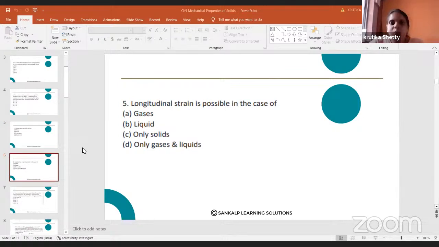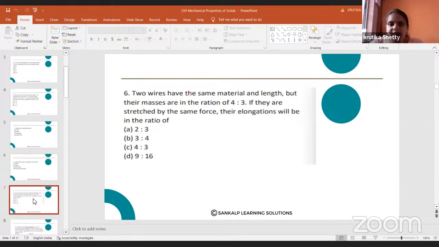Two wires have the same material and length. So material is same, Young's modulus same. Length is also same, but their masses are in the ratio of 4:3. If they are stretched by the same force, their elongation ratio will be. Elongation and mass relation, this question we can understand directly, okay?